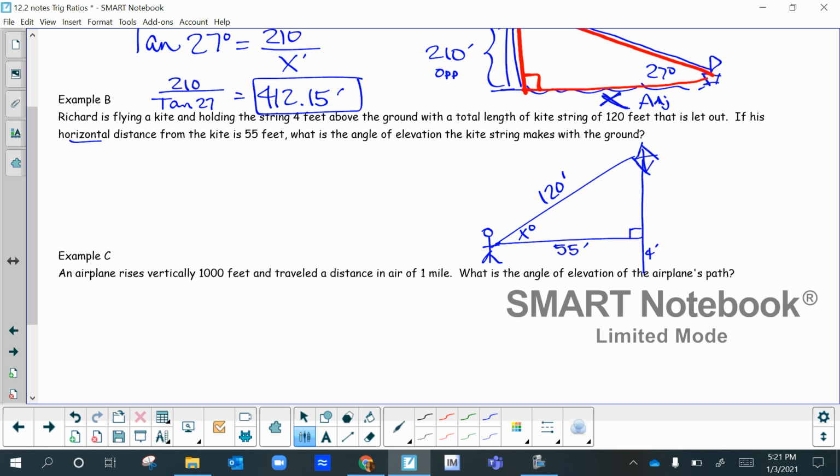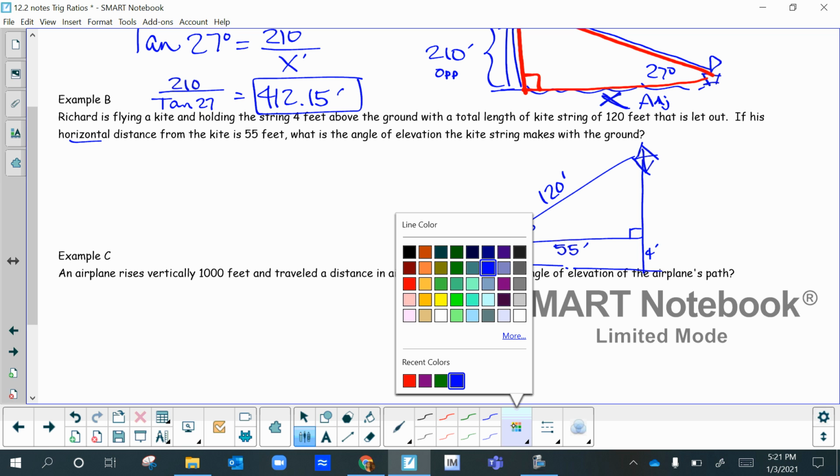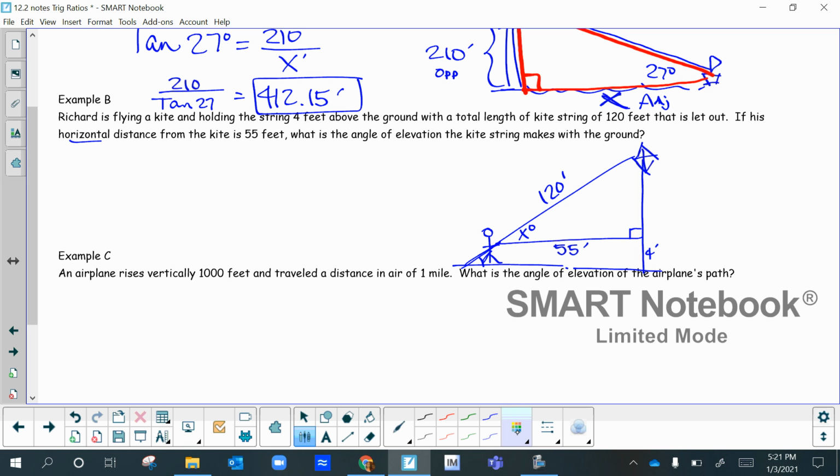and again, the reason why I say that is you can technically involve this in the problem, but remember the string, if it continues this way right here, this angle is going to be the same as that one because those are corresponding. Okay, so let's go ahead and let me get a different color. Okay, the 55 is adjacent to that. The 120 is the hypotenuse.